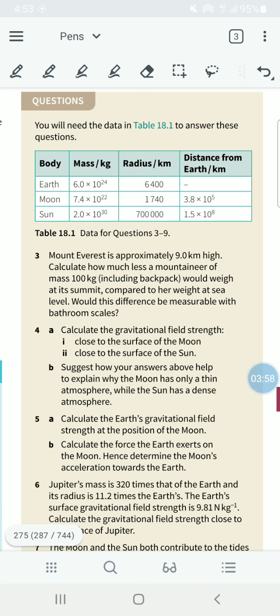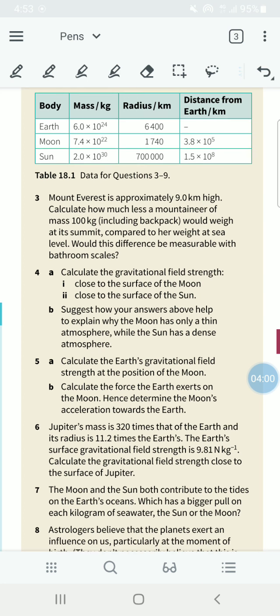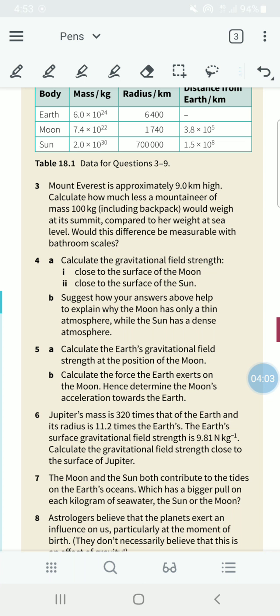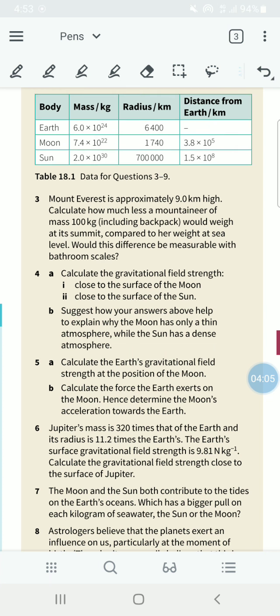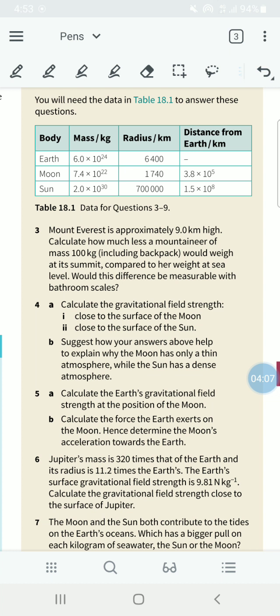Calculate the gravitational field strength close to the surface of the moon and close to the surface of the sun. They have given the details in table 18.1 here. So let's use the details to figure out the answers. I would suggest you look at figure 18.1 in your textbook when we do these questions.